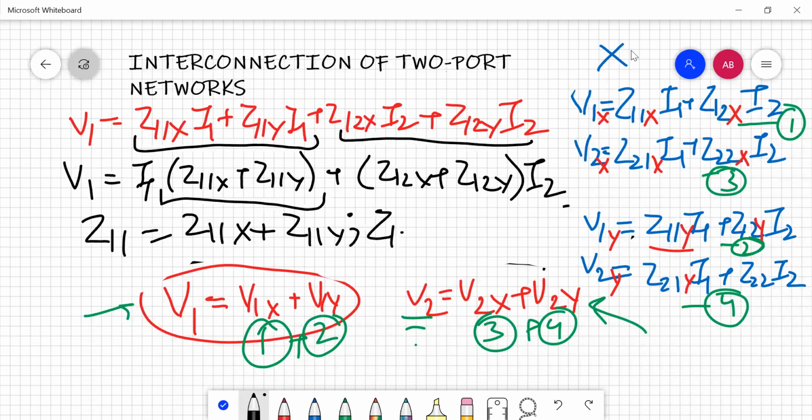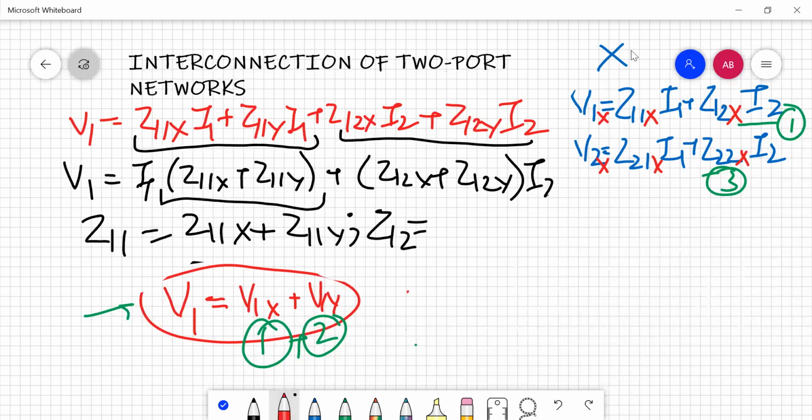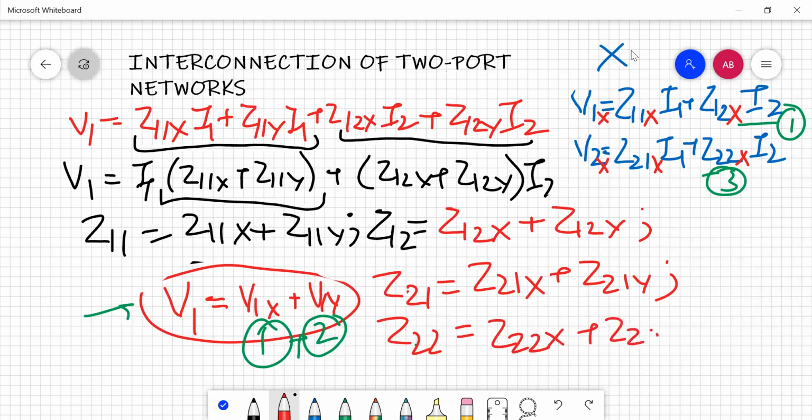Similarly, my Z12 parameter of the interconnection total combination will be equal to the addition of Z12 of the X network and Z12 of the Y network. Similarly, we can write down the equation for Z21. Combination Z21 will be equal to Z21 of X and Z21 of Y. And similarly for the last one, that is your Z22X and Z22Y.